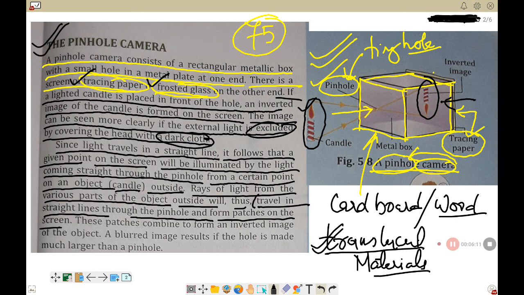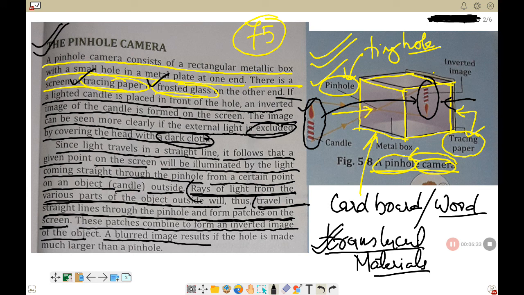Okay, so what is happening? The rays of light from the various parts of the object outside travel in a straight line through a pinhole and form patches on the screen. So that is how the object gets an image on the screen. These patches combine to form an inverted image of the object. A blurred image results if the hole is made much larger than a pinhole. So if a larger hole is made, what will happen? The image will be blurred.